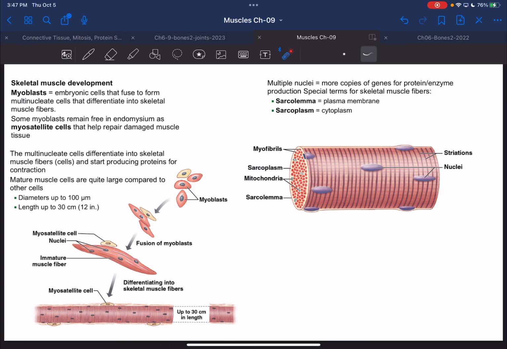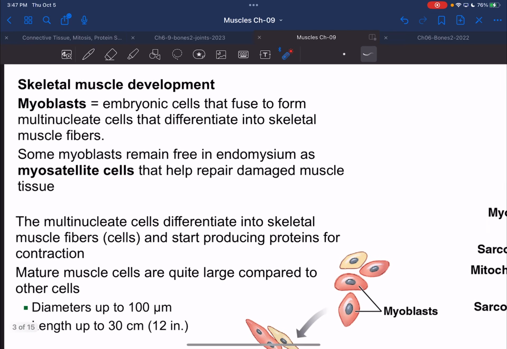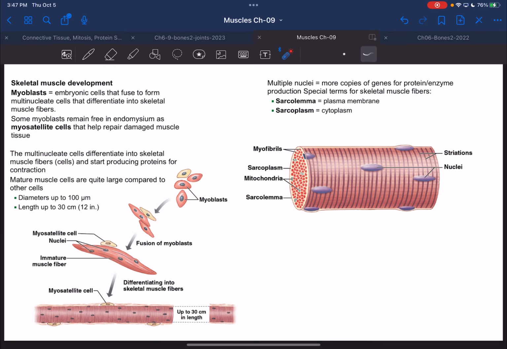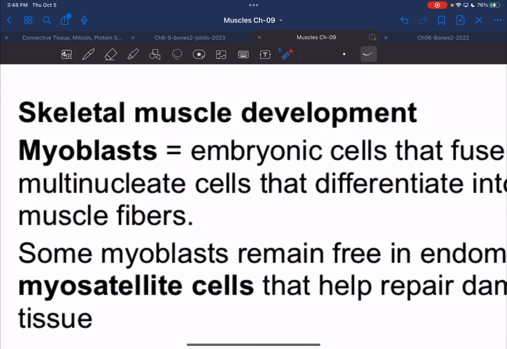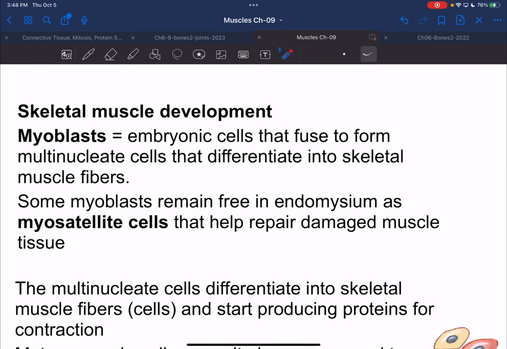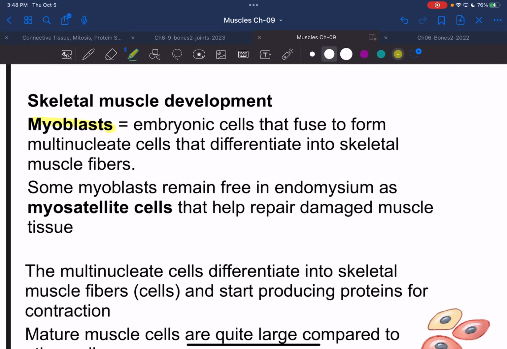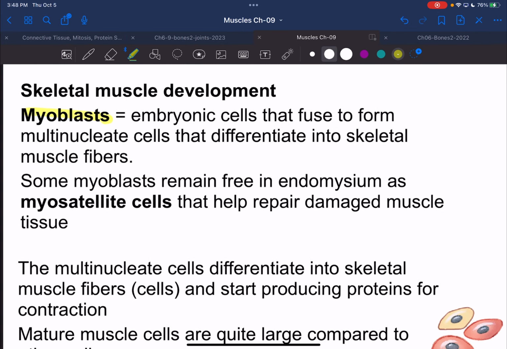Now, here, I used to maybe try to get more complex. I'm going to keep it very simple. Remember how every tissue has stem cells? A muscle cell's stem cells are called myoblasts. That's all I really care for you to know.